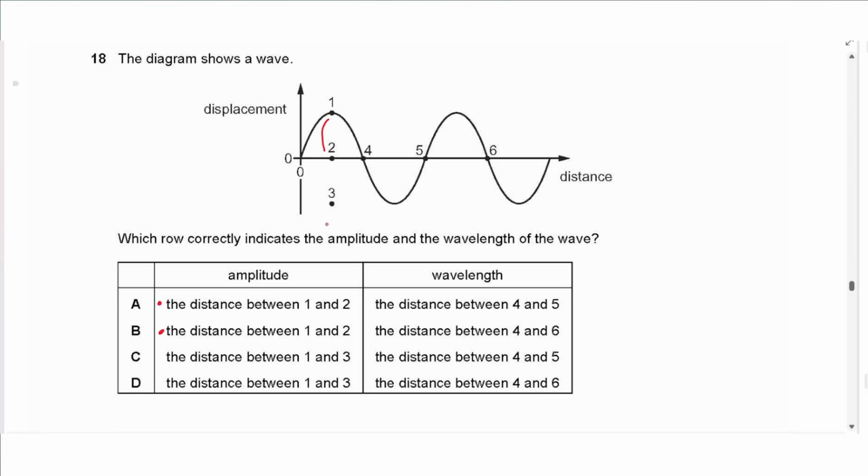And the wavelength is between two similar points. So it's between 4 and 6. Those points are identical. So 4 and 6 here. So the answer is B.